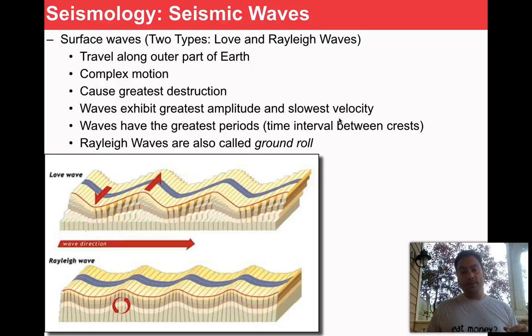The P waves and S waves you'll still have to deal with, but the surface waves are by far the most dangerous. These waves have the greatest periods, which is a time interval between crests, and the most common experience that people describe is something called ground roll, where the ground literally feels like it's rolling. And that's due to the Rayleigh waves as they're rolling through here. You actually feel like you're moving back and forth, in this case, motion like this, even though the wave is actually moving in this direction here.